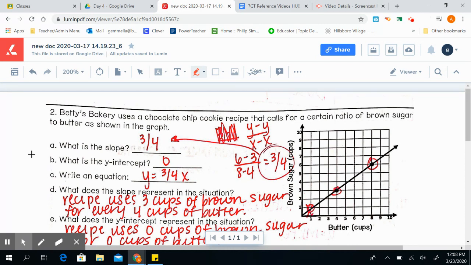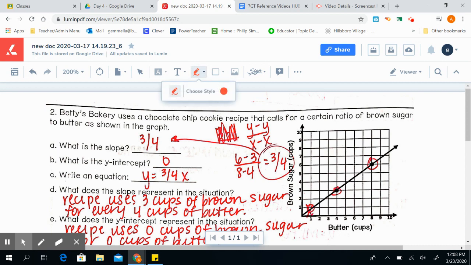Okay, so I'm starting with this one. We have here question 2. Betty's Bakery uses a chocolate chip cookie recipe that calls for a certain ratio of brown sugar to butter as shown in the graph. So what is the slope? The slope is 3/4.